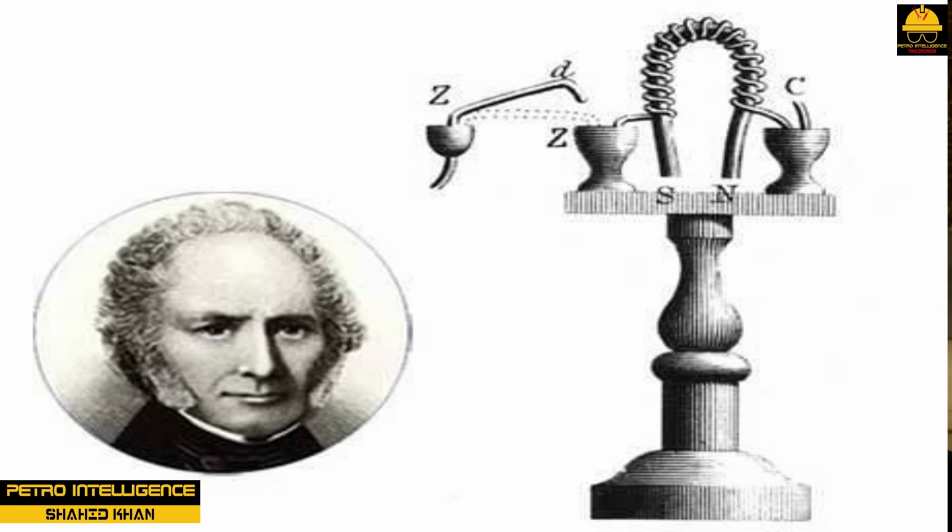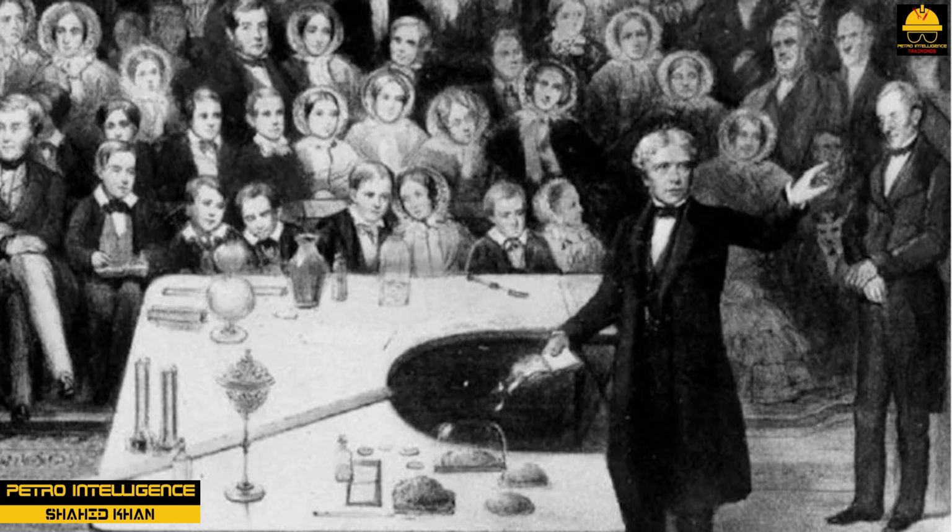As scientists learned about this new discovery, a number of improvements were made to the electromagnet. By 1831, an English chemist named Michael Faraday had discovered that when a conductor is passed through a magnetic field, electric current flows through the conductor. This discovery led to the invention of the electric generator.